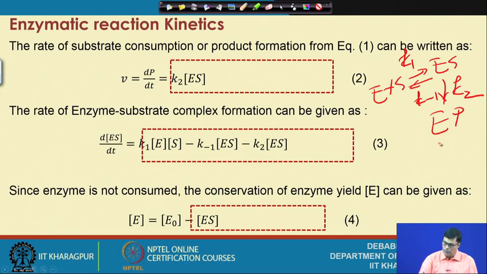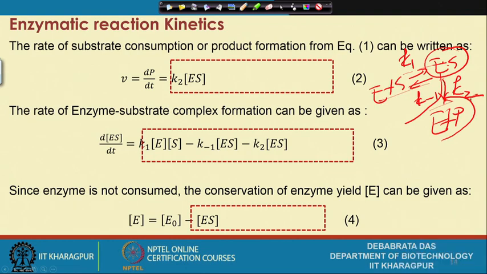The rate of product formation here, this is plus P, am I right? Rate of product formation, this is different. Rate of product formation is what? That is k2 into ES. But rate of formation of ES is proportional to, this is the forward reaction, this is the backward reaction, and again this is degraded. So it is k1 into E into S, minus k minus 1 ES, minus k2 into ES.